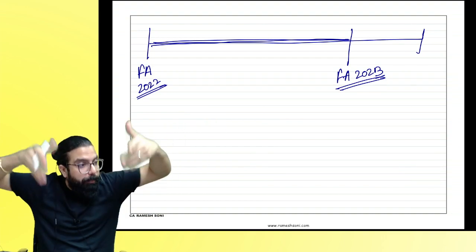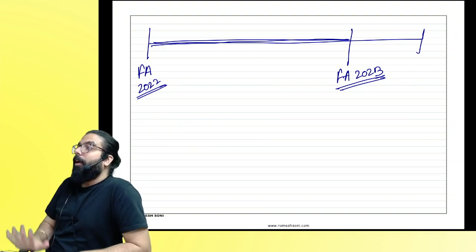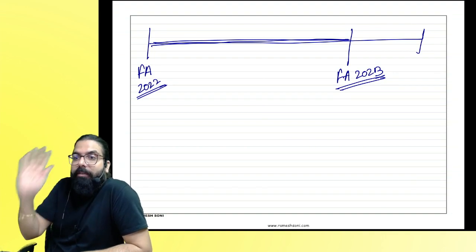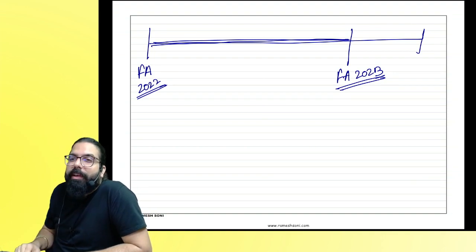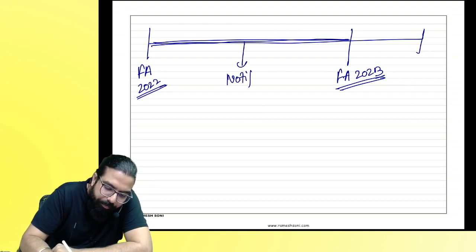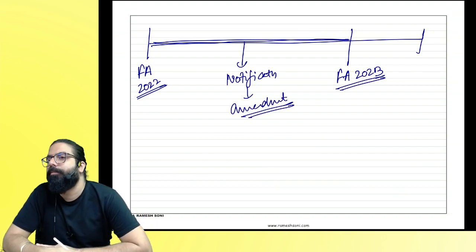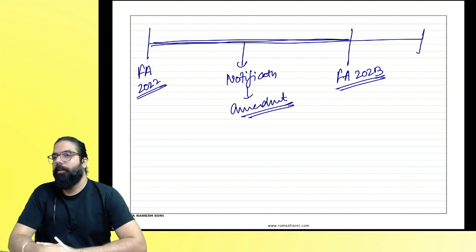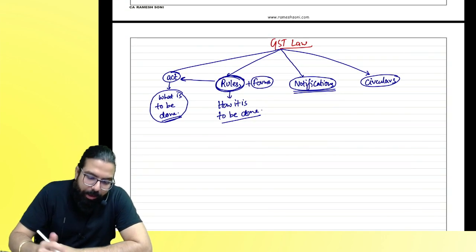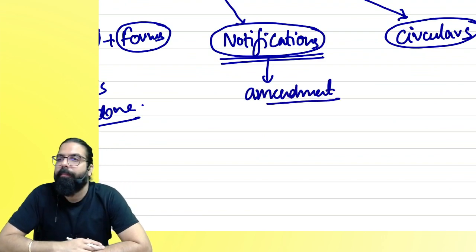Now, in between one year, if any amendment has to be brought, the council recommends and the government has to give a notification. What is the notification? Amendment. Notification is nothing other than an amendment, basically, which happens between the two Finance Acts. Can I go ahead, everyone? So what is the notification? Notification is nothing other than an amendment. Is my point clear?